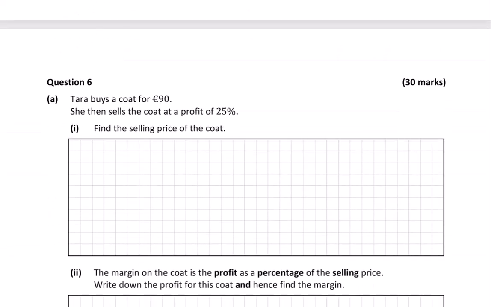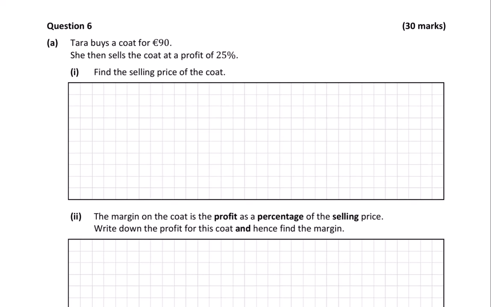Okay, let's look at the next question, question 6. Tara buys a coat for 90 euros. She then sells the coat at a profit of 25%. Find the selling price of the coat. So if she buys the coat for 90 euros and she sells it at a profit of 25%, we've got to multiply this by 1 anyway. That'll just leave it at 90. But we've got to add an extra 25%, or 0.25 if you like. So you've got to multiply by 1.25, which will bring it up to 112.5 euros. That's the selling price.